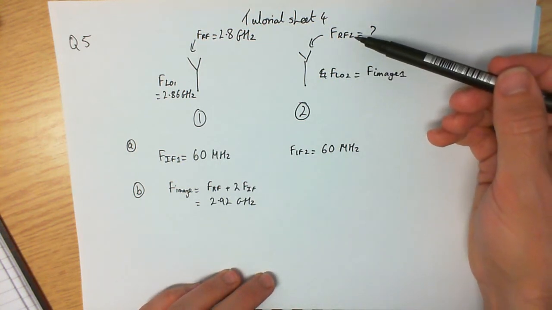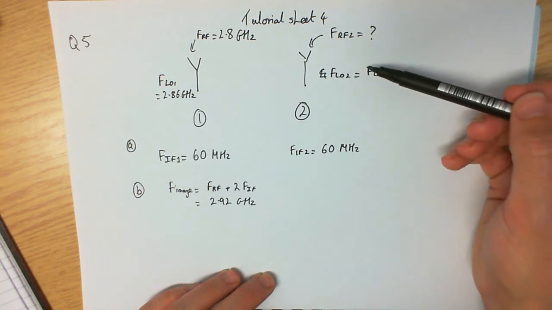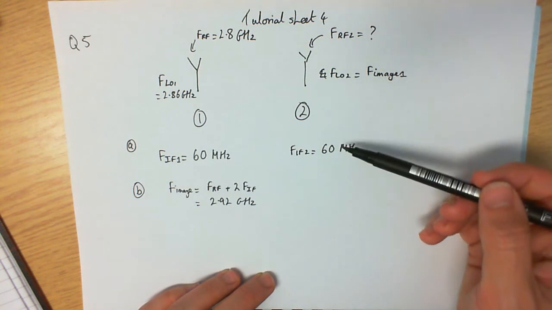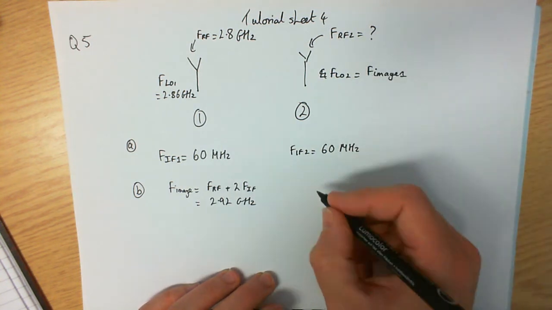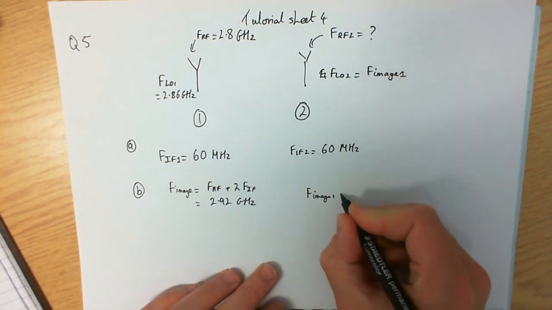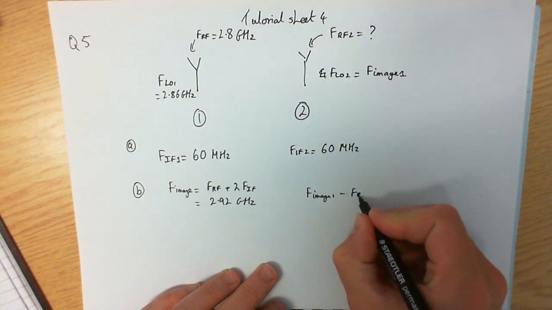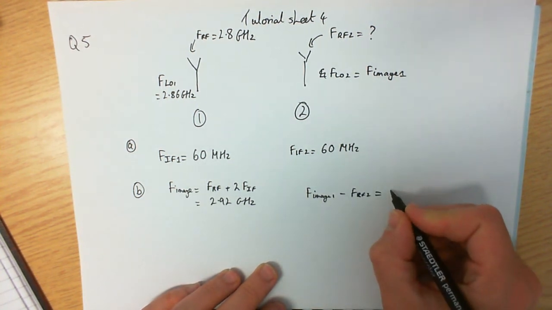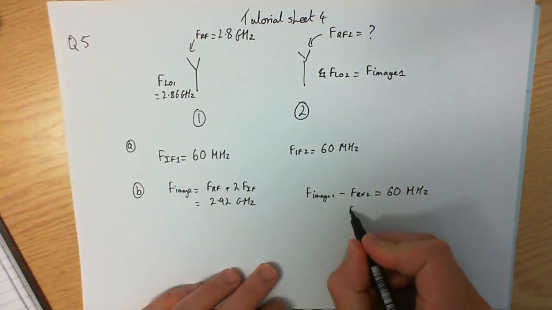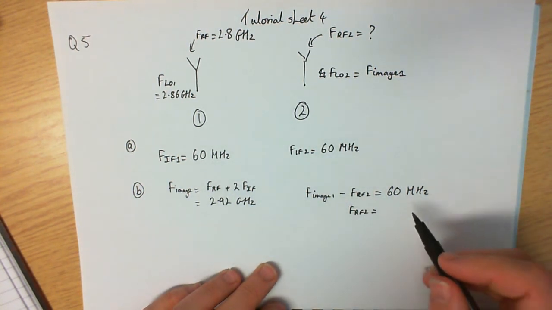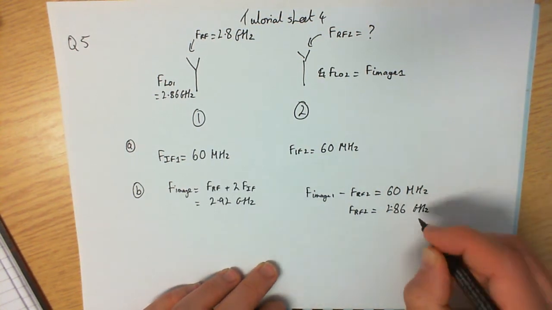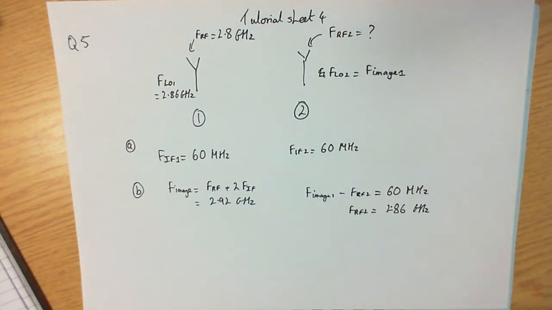So the RF frequency, which is now going to be the difference between the local oscillator and here, has got to be, so the IF has still got to be 60 megahertz, so that F image 1 minus FRF2 still has to be 60 megahertz, because they are identical receivers. So FRF2 is 2.86 gigahertz. So that's the first 2 parts of the question.